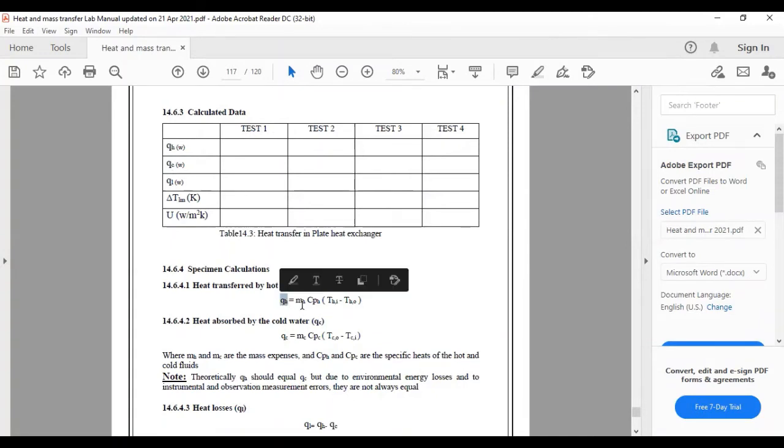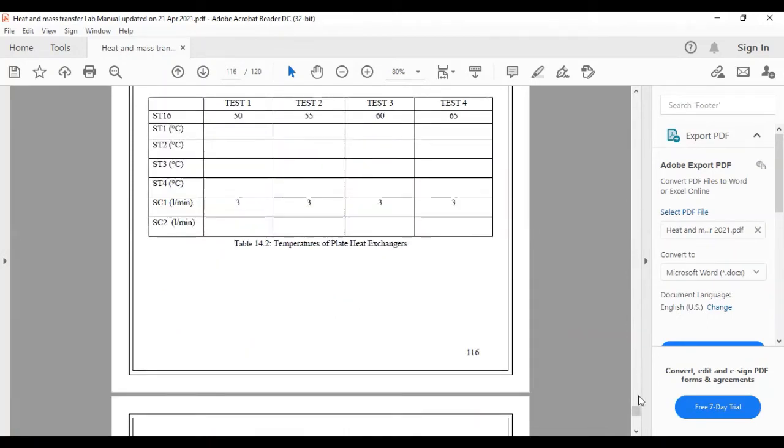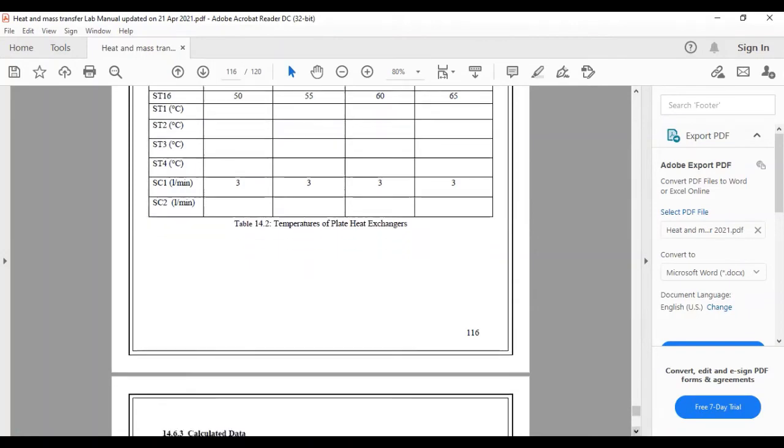So QH is basically MH into CPH into (THI minus TH naught). MH is basically the mass flow rate of hot water, and we have got it from the start of the experiment. I already informed you how to calculate this. CPH is the specific heat of hot water, so we also have got its value. This is THI minus TH naught, the hot water inlet and hot water outlet. So we have got these readings of ST1, 2, 3, 4, and from here we will get the values of THI and TH naught.